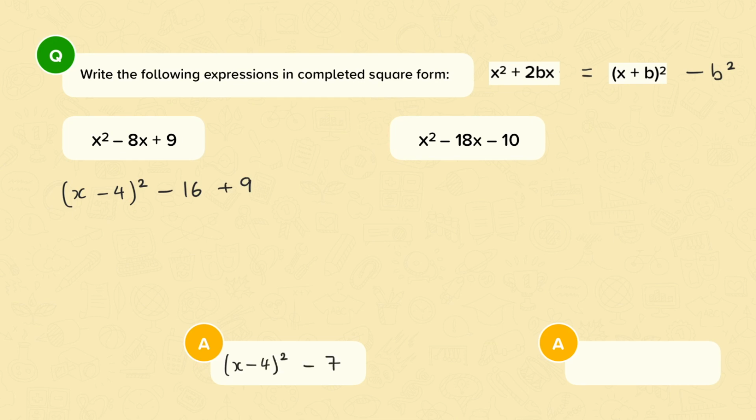Now here's one for you to try. So press pause to have a go at this one yourself, and then press play when you're ready to check your answer.